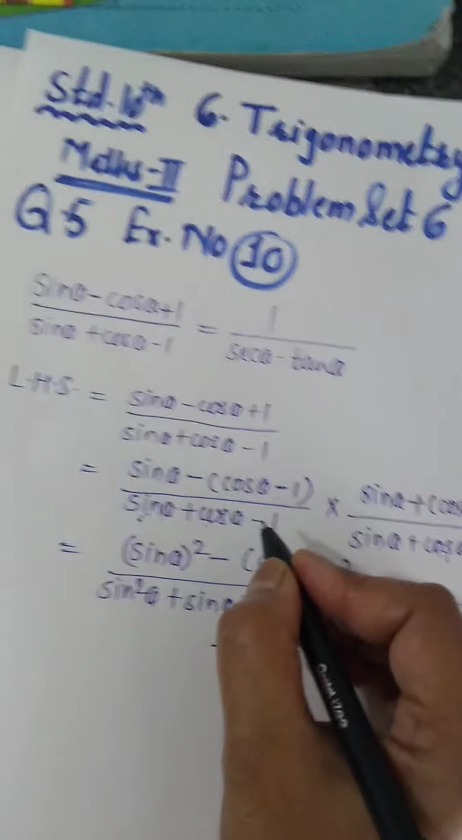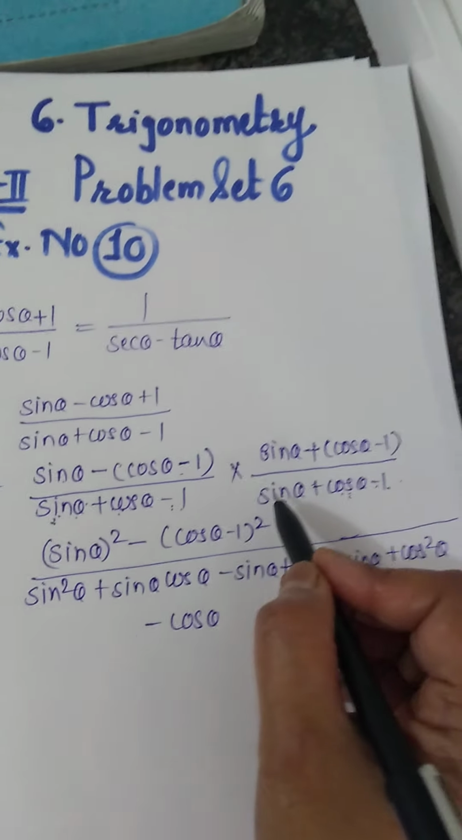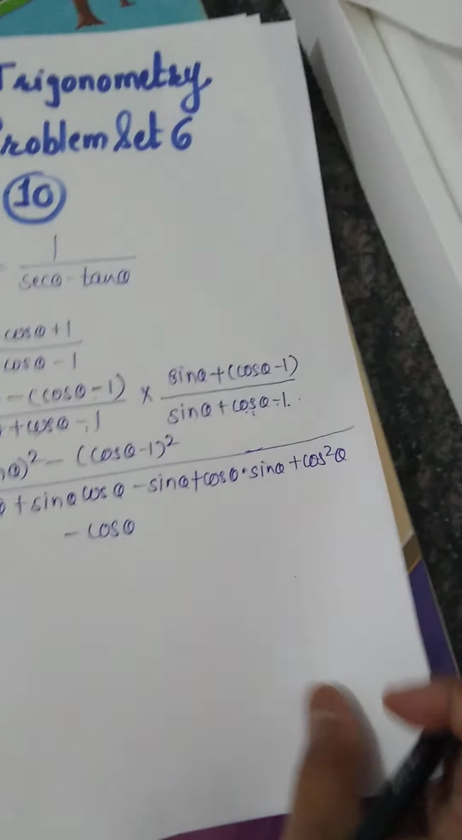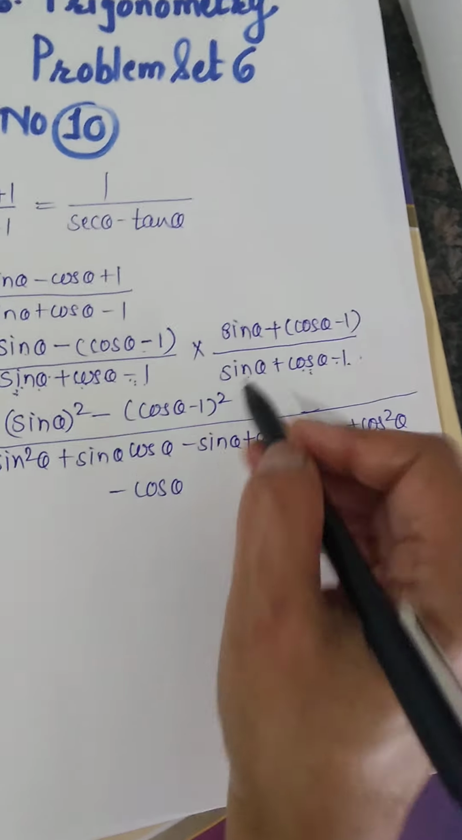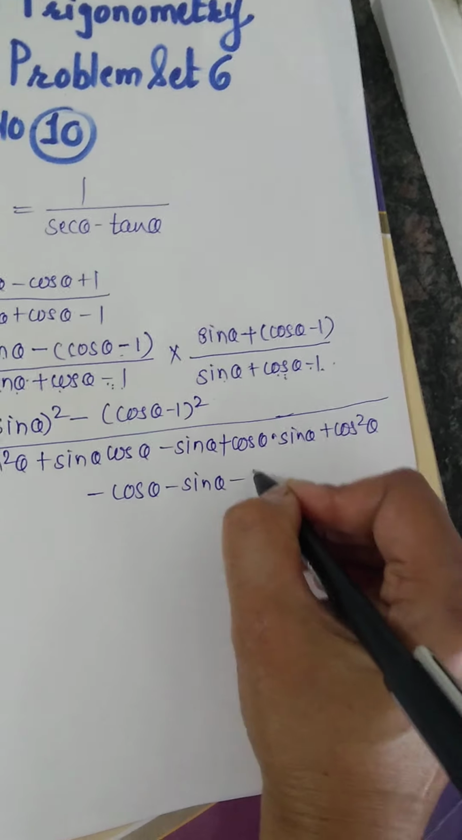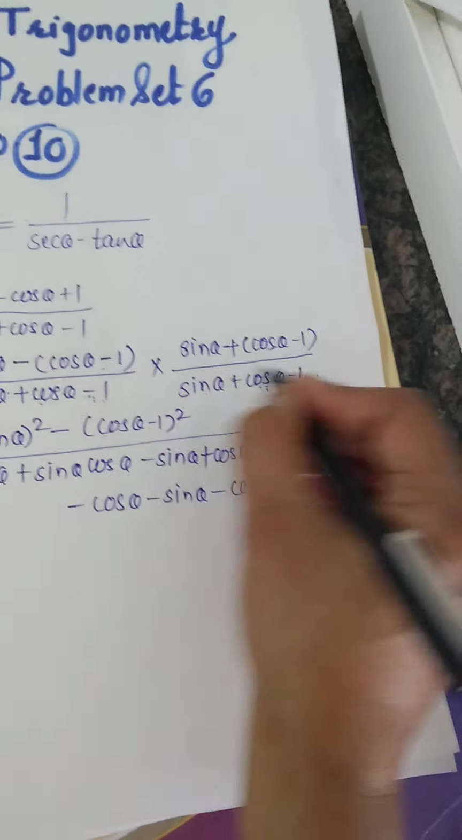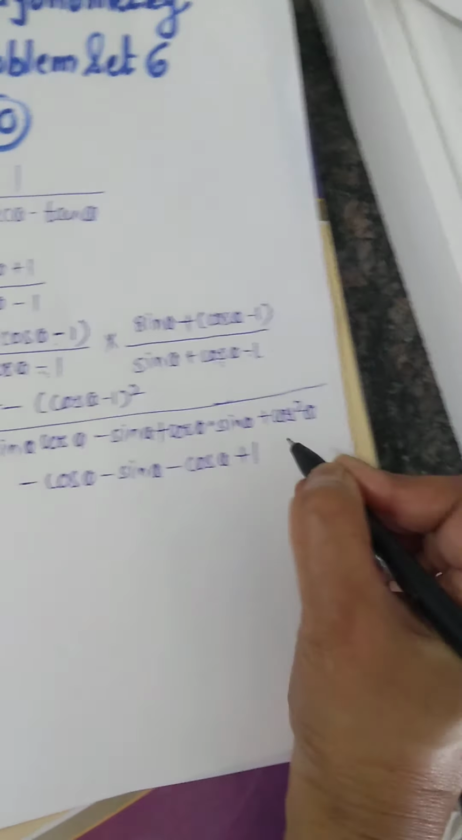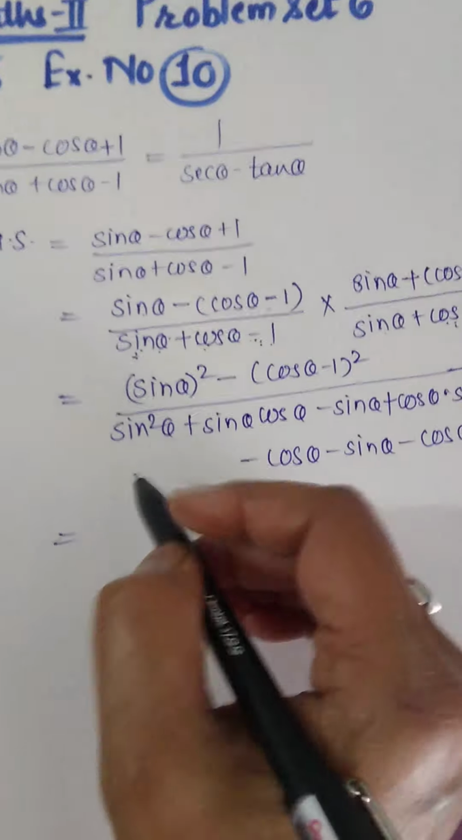Now the minus 1 term we have to multiply by these three terms. So minus 1 multiplied by sin θ is minus sin θ, minus 1 multiplied by cos θ is minus cos θ, minus 1 multiplied by minus 1 is plus 1, minus minus is plus, equal to sin square θ.